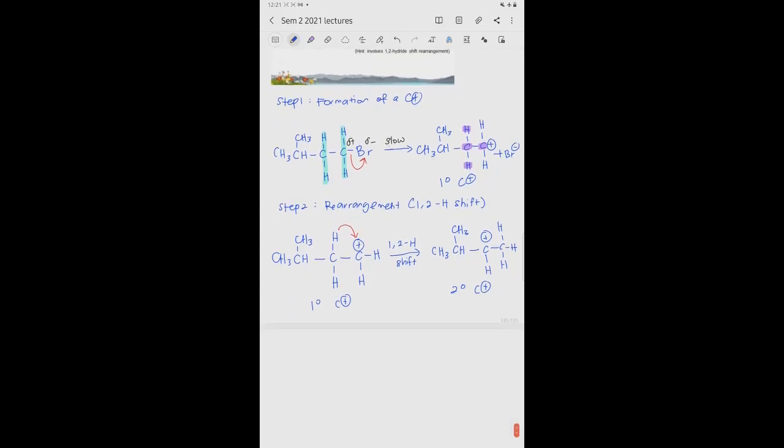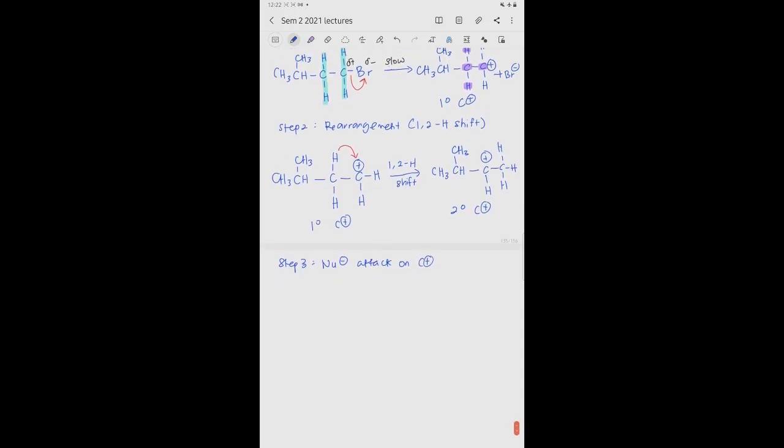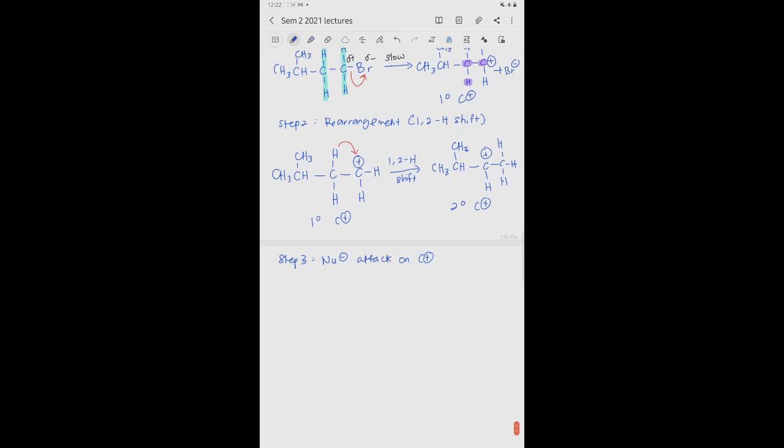Now let's go to step 3. Step 3 of this mechanism is the nucleophilic attack on C+. So we redraw the structure of the secondary carbocation that we got in step 2, the secondary carbocation.